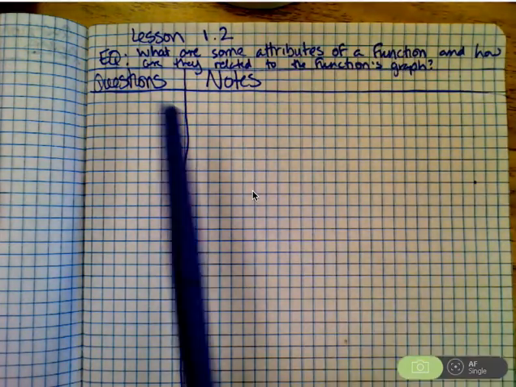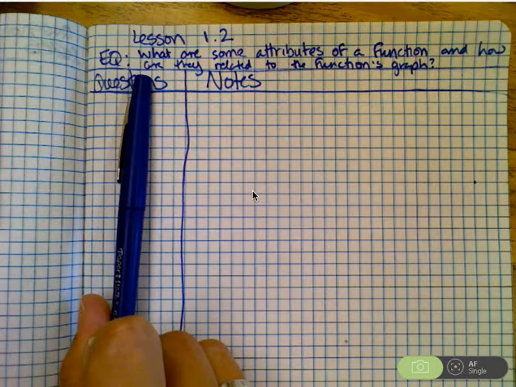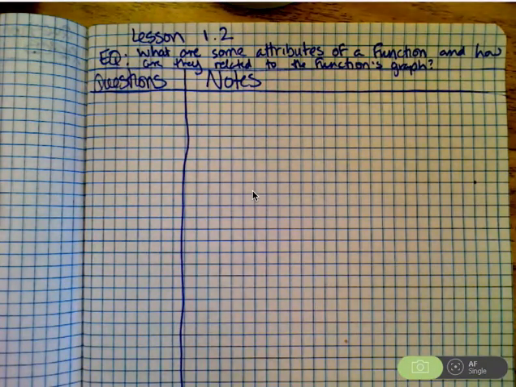Our essential question is, what are some attributes of a function, and how are they related to a function's graph? So basically we're looking at some vocabulary that you'll need as we move through the year. You should already have watched the video and taken notes on linear functions, and you should also have notes from class on domain and range. So this should be your third set of notes. It's our second video, but third set of notes.